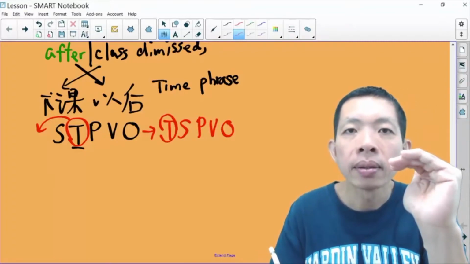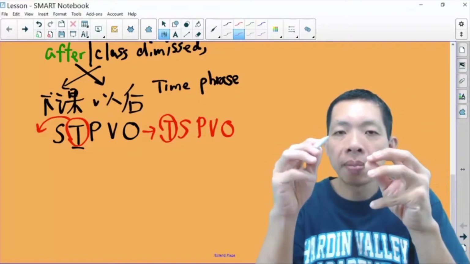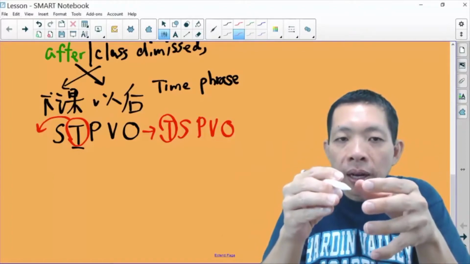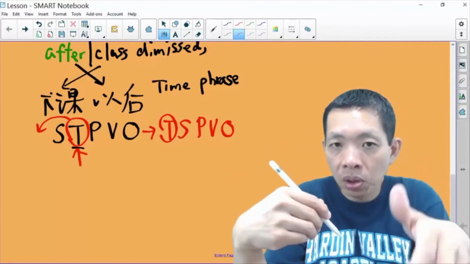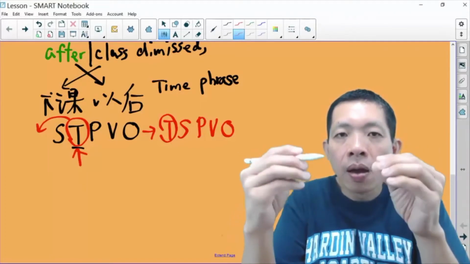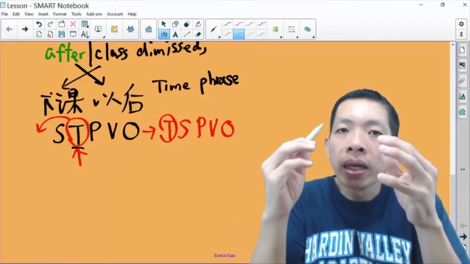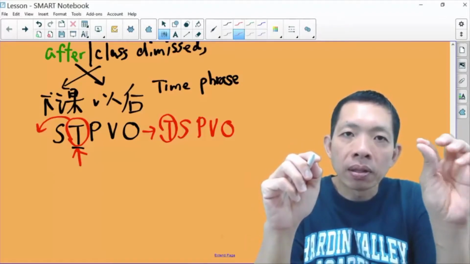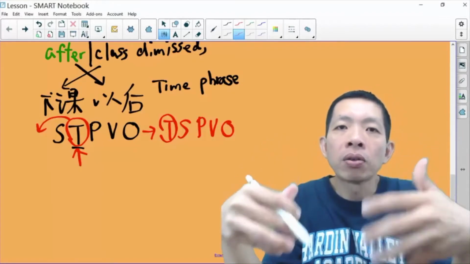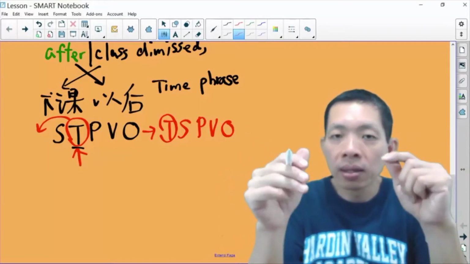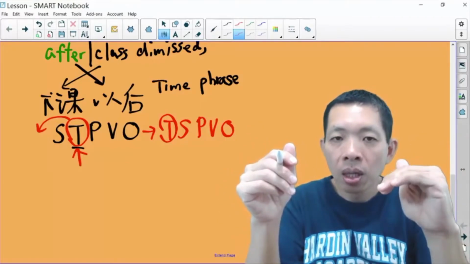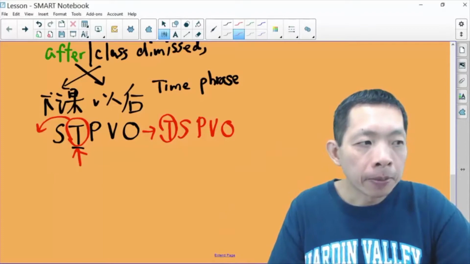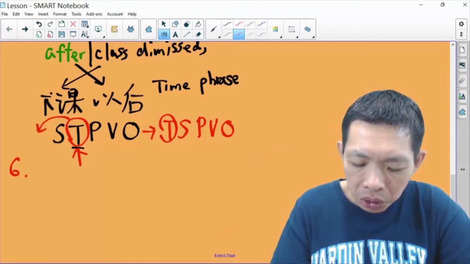When we talk about time, it's in general, not a specific time. For a specific time, you have to follow structures like this. We'll talk about that in the next couple lessons. But for this lesson, you can either put it in the very beginning of the sentence, or you can simply apply our structure STPVO. We'll look at that in the sentence structures. So 下课以后. Now number 6. 事.